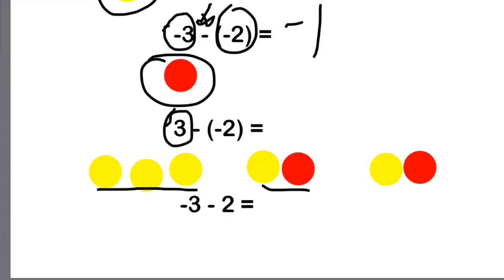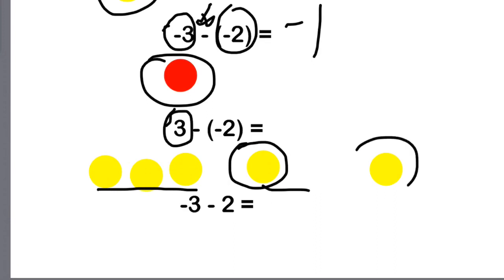But now that I have these 0 pairs, I have fixed my problem of not having any negatives that I can take away. Because now I can take away 2 negatives from the 0 pairs. So I'm going to take away this negative, 1 negative, 2 negatives. The problem is now these positives are no longer zeros. Now they have a value. They are now part of our solution. So 3 minus negative 2 is positive 5.